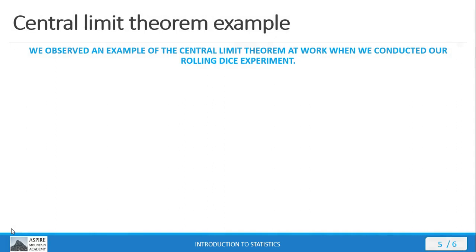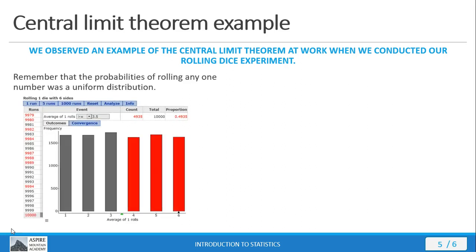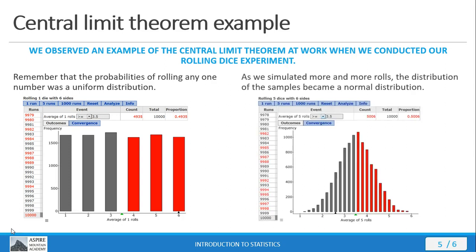Let's look at an example. We've actually seen this example before, the central limit theorem at work, when we conducted our rolling dice experiment. Remember, we got a uniform distribution when we were looking at the probability of rolling any one number. But then, as we simulated more and more rolls, the distribution of those sample means became a normal distribution. This is the central limit theorem at work.